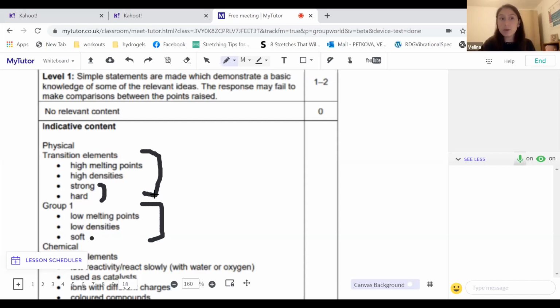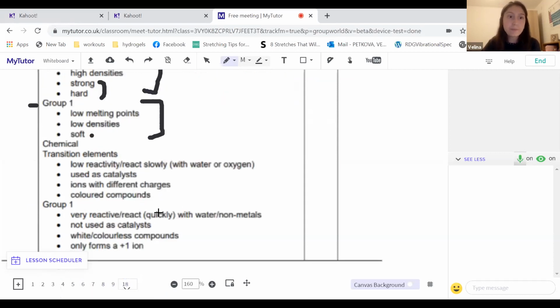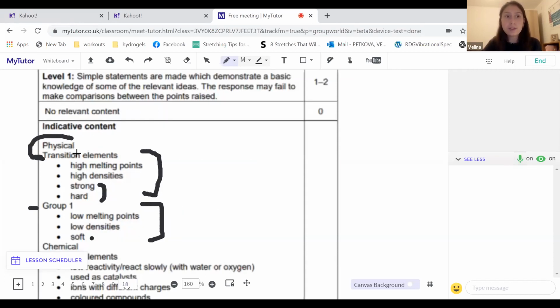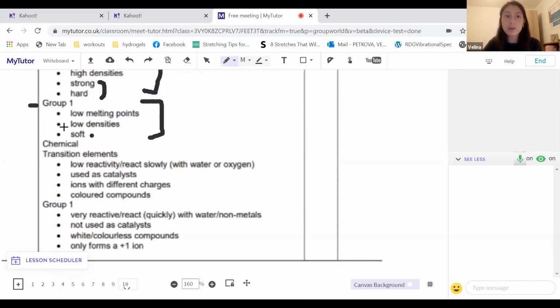So these are literally the properties we have seen, but you need to be able to make the comparison. You need to say what the transition element properties are and what the group 1 properties are. You can't just state the transition elements or the group 1 on its own. Then we've got physical properties, and then our chemical properties, and we've compared those two together. And key for this: ions with different charges and the coloured compounds. So that's what they're looking for. So this would be a paragraph question.